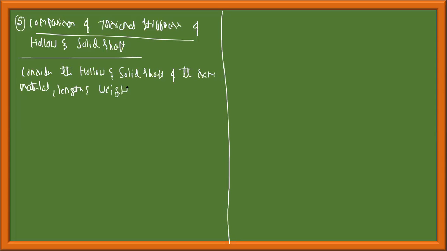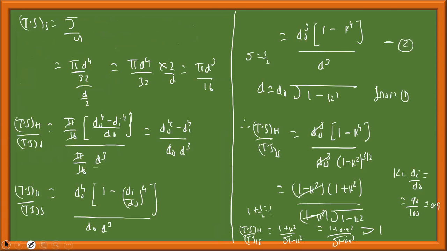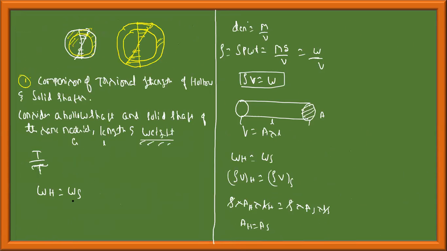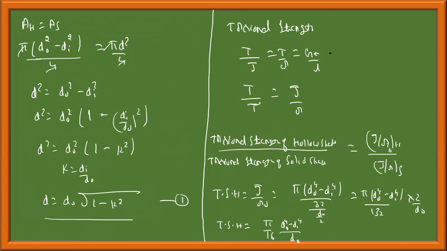In this case also weight is same. When the weight is same, let me write weight of hollow shaft is equal to weight of solid shaft. Shall I take directly from this expression? Since weight of hollow shaft is equal to weight of solid shaft, can I directly take this expression, or would you like me to solve once again? Shall I directly take this d? Okay. Take directly, sir. I will take directly.